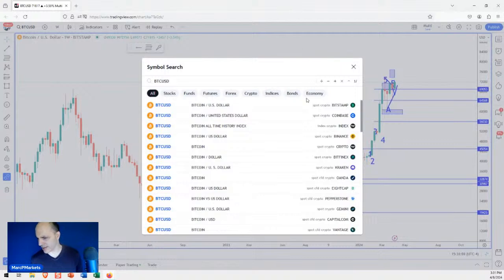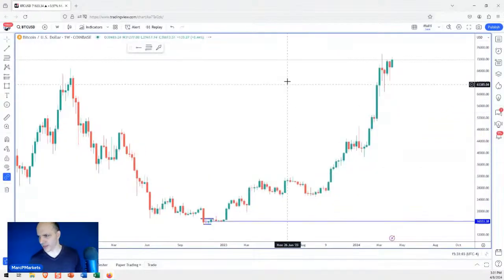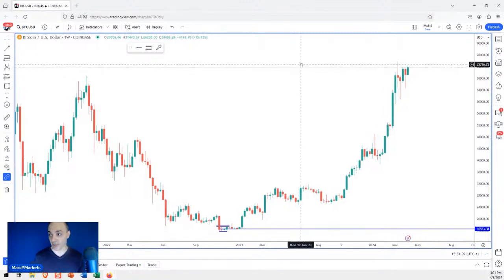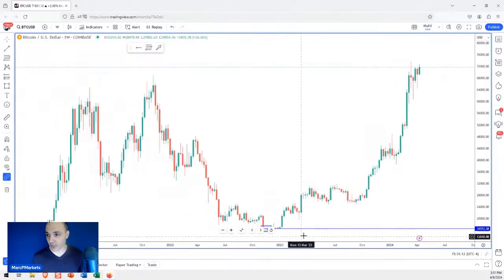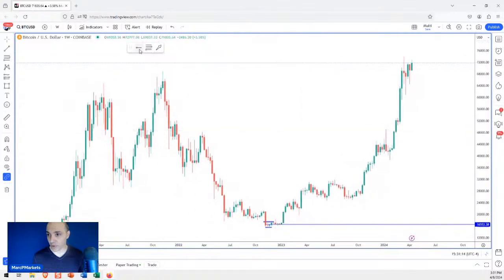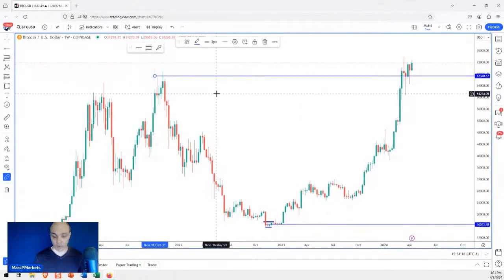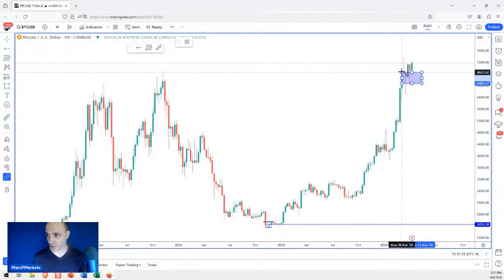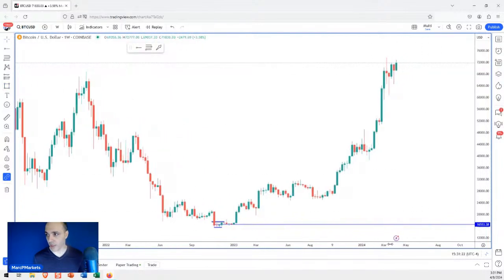So let's go to Coinbase, right? Coinbase is clean. So here's the Coinbase chart on the weekly. Now, what are we really looking at here? Well, for one, we're looking at these old highs, which were above, and it seems that resistance seems to be supportive right now, okay?